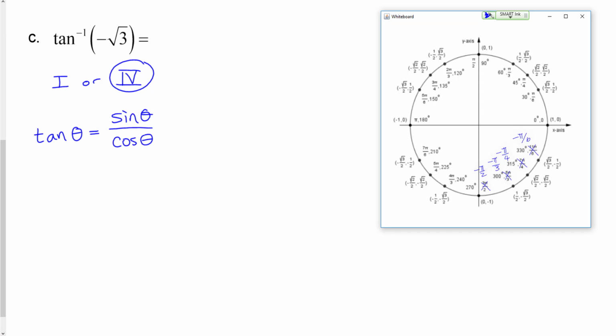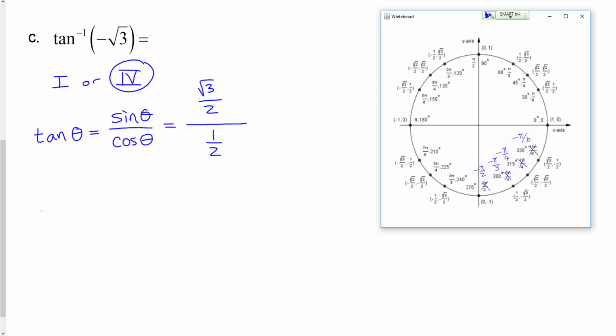So I'm trying to get something to where I have a square root of 3 involved. Now, in order to get this negative square root of 3, since I know my choices for sine and cosine are square root of 3 over 2, 1/2, square root of 2 over 2, 0, 1, and that's about it, I'm going to pick square root of 3 over 2 divided by 1/2.